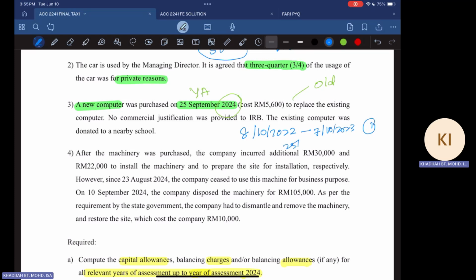You dispose on 25th September 2024, which is earlier than 7 October, because completing 2 years is 7 October 2024, but you dispose of the asset before 2 years. So when there's a disposal within 2 years, there's no commercial justification provided. So you have to claw back. So how are you going to do this clawback? Whatever allowance that you have claimed will be treated as a balancing charge in the year of disposal.